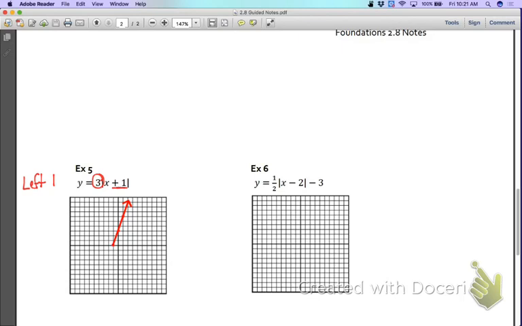Now, it's absolute value. So I'm going to flip it over and I'm going to go the other direction. So I'm still going to go up 3, but now instead of going right 1, I'm going to go left 1. So I'm going to go up 3 because all it's going to do is mirror each other. It's going to mirror the other side. So it's going to look like a V or an A, depending on what we have.